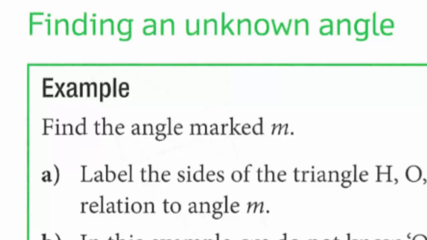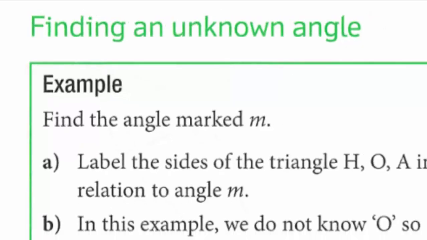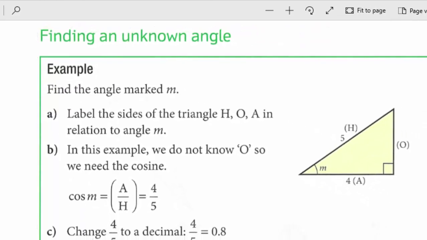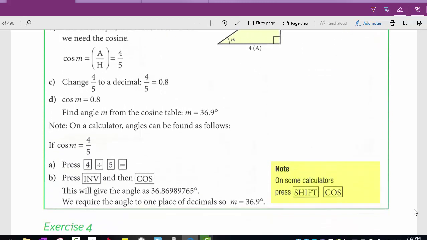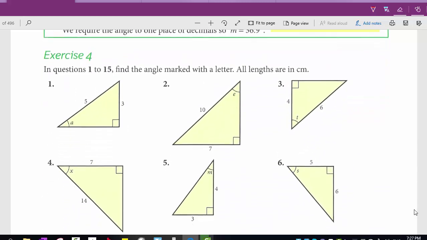Finding unknown angles using trigonometric rules like sine, cosine, and tan is the objective of this lesson. In the previous lesson, we learned how to find the missing side using trigonometric functions in right-angled triangles. Today, we are going to learn how to find missing angles using trigonometry while the triangles have a right angle.